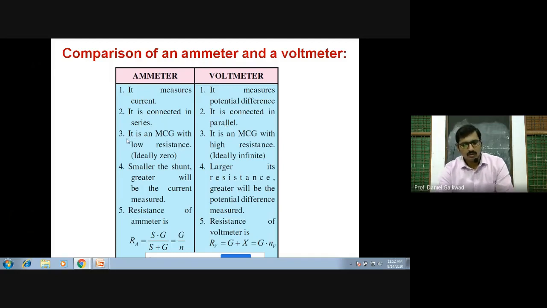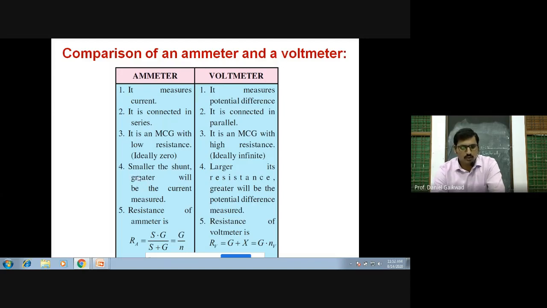Number three, that we learned in the previous lecture, in case of ammeter, it is a moving coil galvanometer with low resistance, and ideally it is zero. Now number three, in case of voltmeter, it is a moving coil galvanometer with high resistance, ideally infinite. That we understood in the last lecture on conversion of galvanometer into ammeter as well as voltmeter.